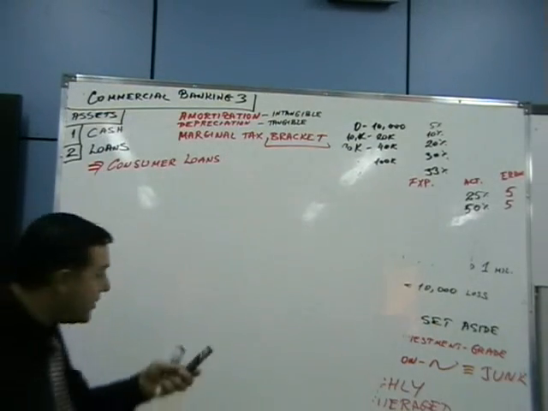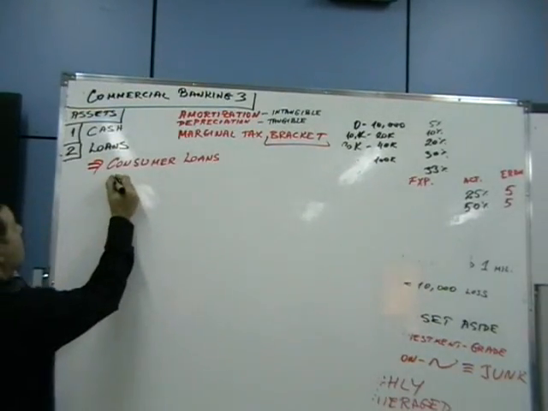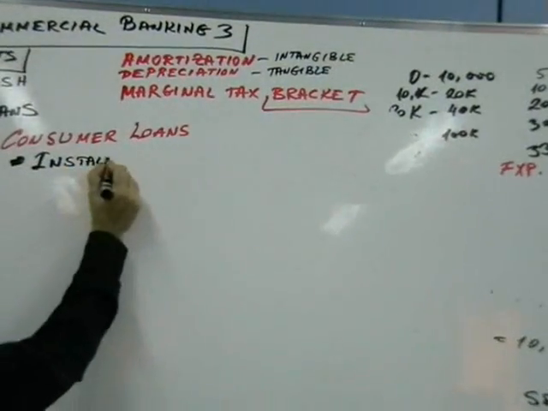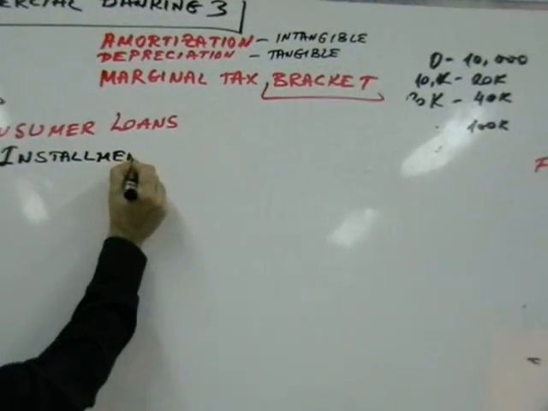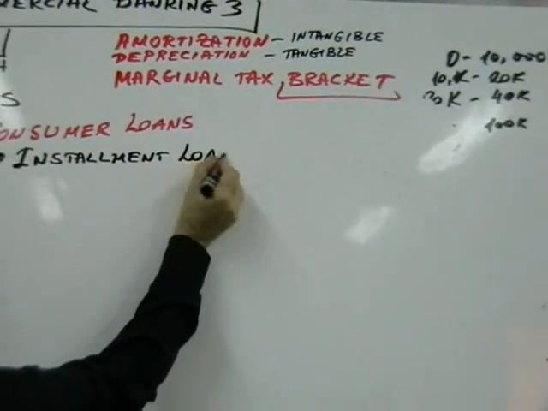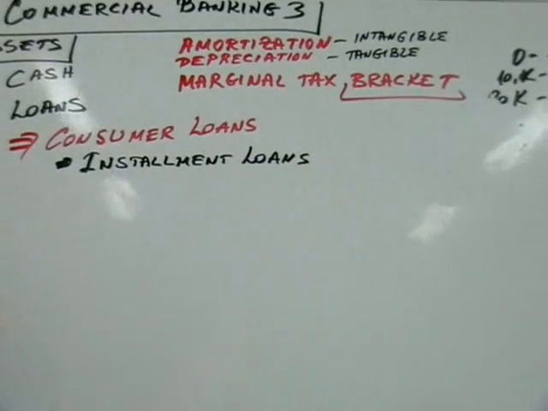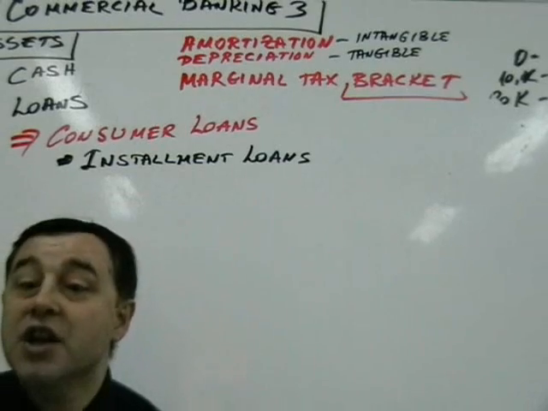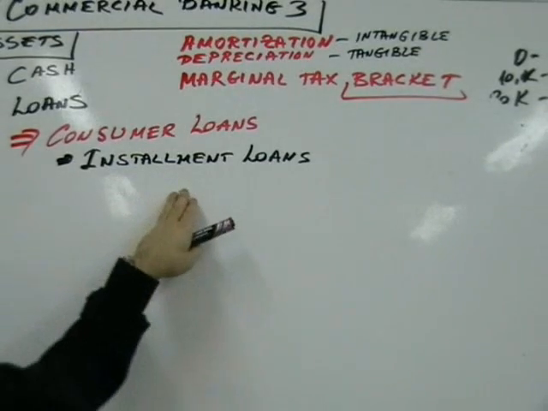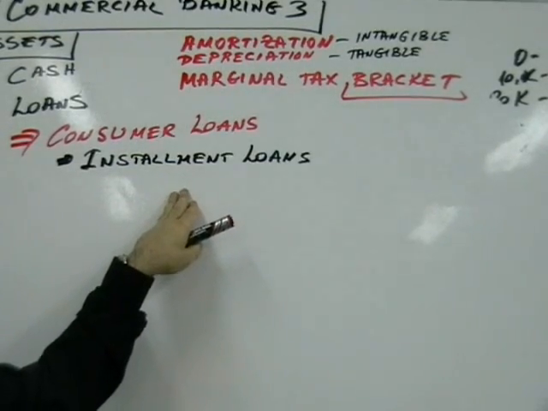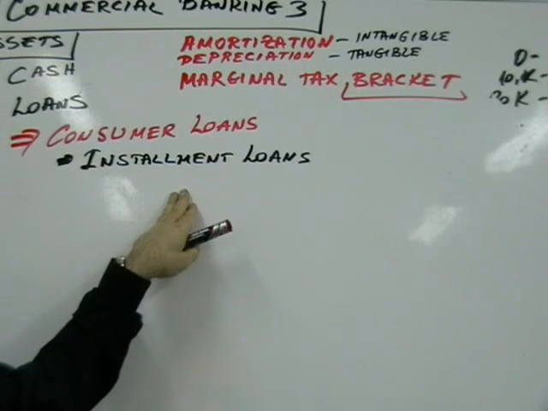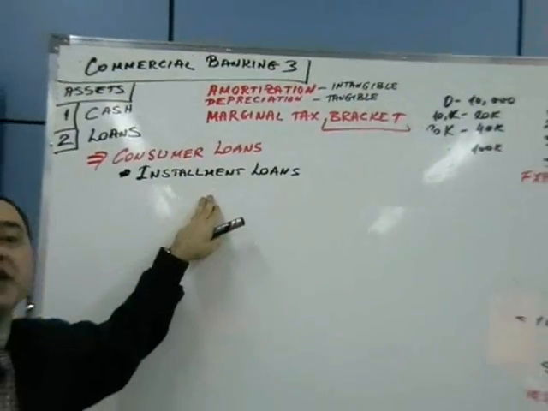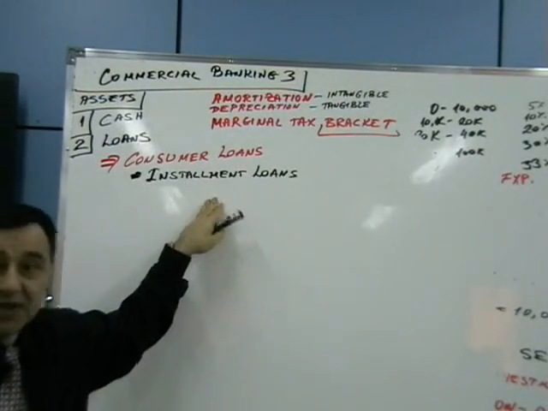All right, so number one is installment loans. Installment loans, sometimes spelled with one L or double L, British English, American English. So this is simply a loan, usually paid back in installments, in other words, in equal payments, usually equal monthly payments.